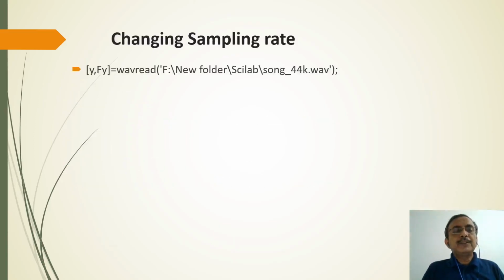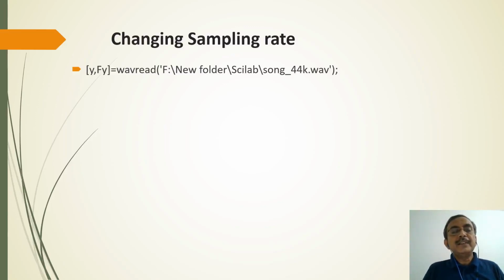The problem actually arises when we are trying to mix or concatenate two or more audio files having different sampling rates. That means we need to change the sampling rate of all of them to a common value. Hence, the change in the sampling rate is required. In this particular slide, we will see how this can be achieved.